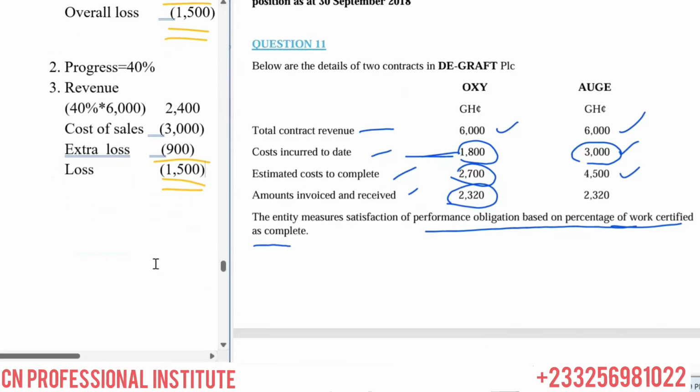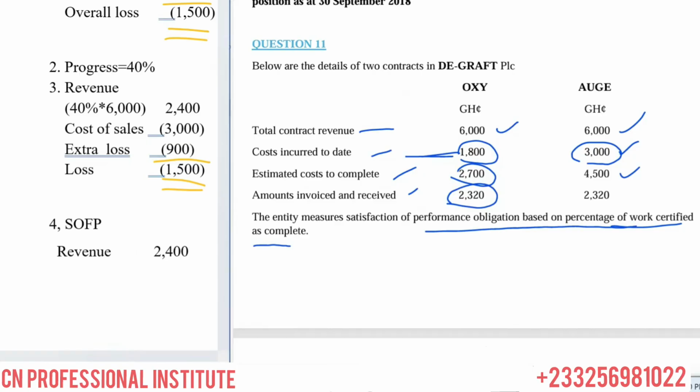Then step 4, we go to our statement of financial position. In step 4, in our statement of financial position, we have to record a contract asset or liability. How do we record it? It is revenue recognized. What's the revenue recognized to date? It's 2,400. And I said it's to date.